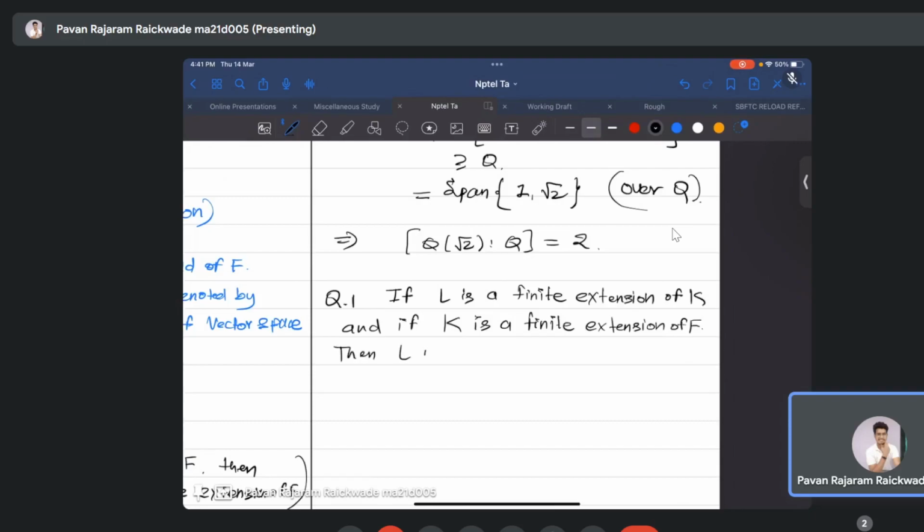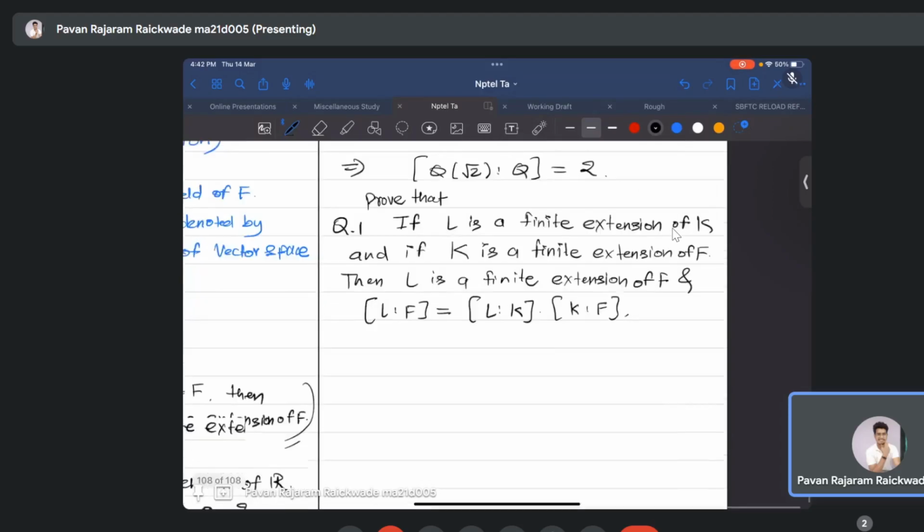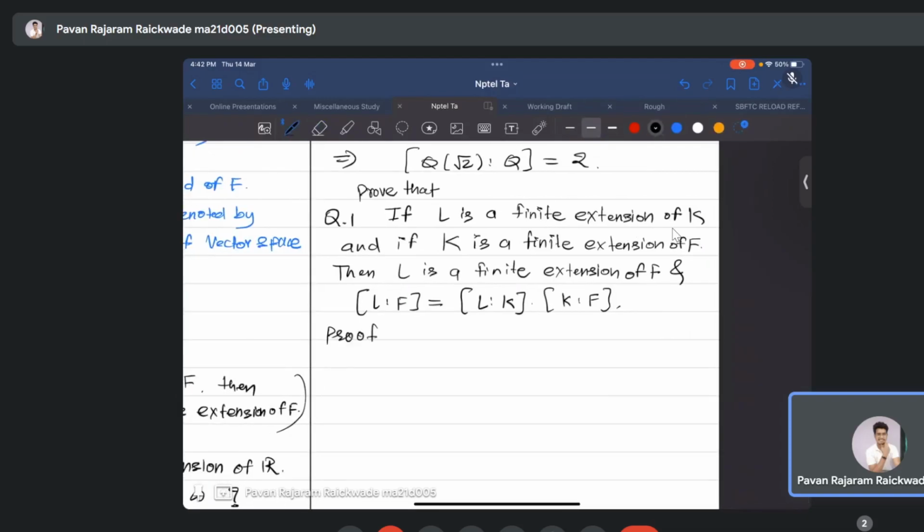Then prove that L is a finite extension of F, and you can say further about the degree of L over F. Okay, so the degree of L over F is the product of the degree of L over K times the degree of K over F. So this is what we have to prove.